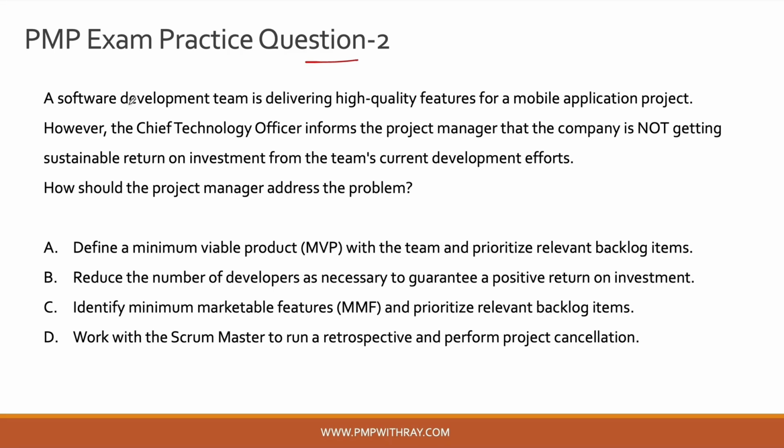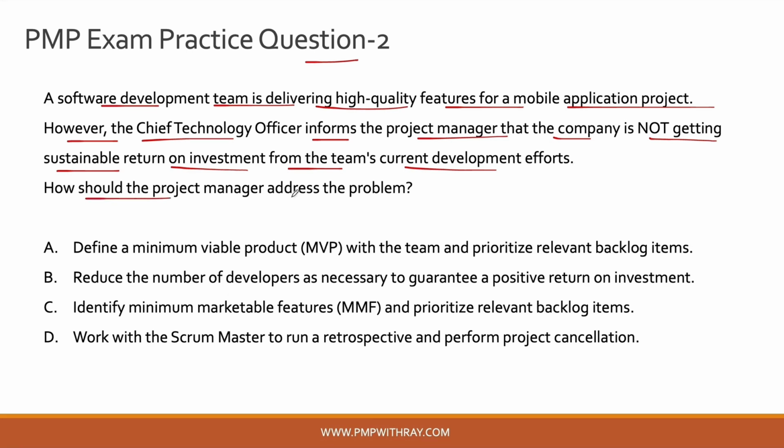Okay, let's get started. A software development team is delivering high quality features for a mobile application project. However, the chief technology officer informs the project manager that the company is not getting sustainable return on investment from the team's current development efforts. So how should the project manager address the problem? It's a very interesting question, guys. So listen very carefully. So let's look at the options one by one.